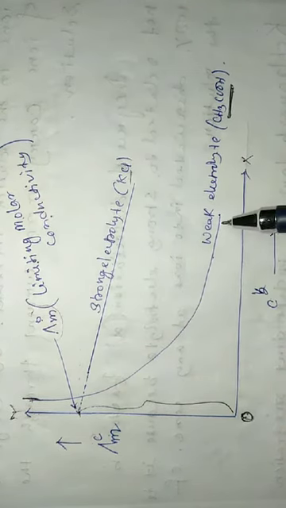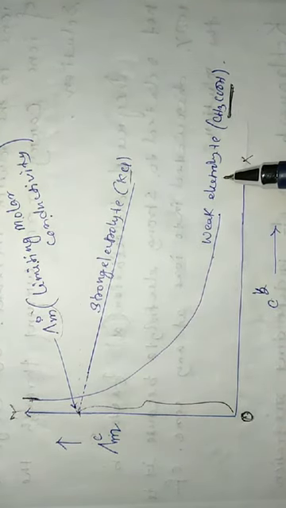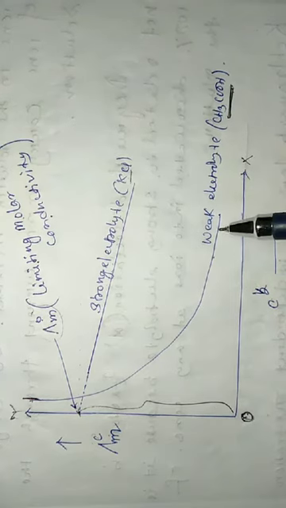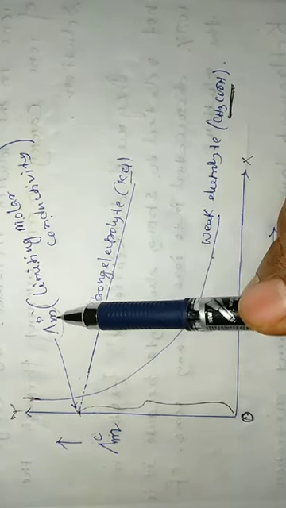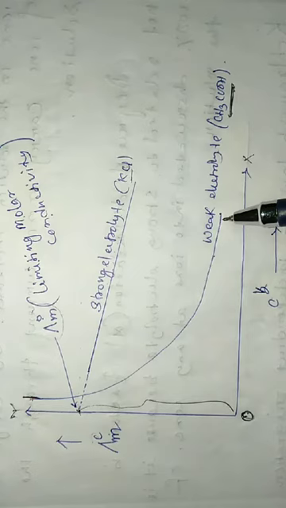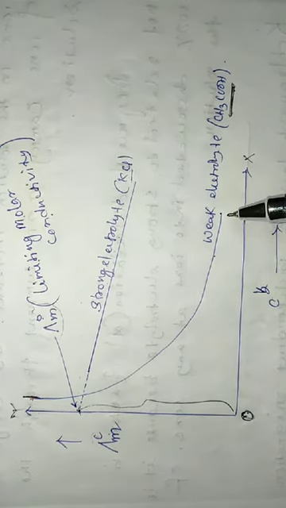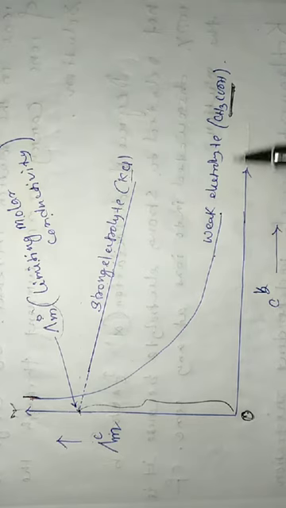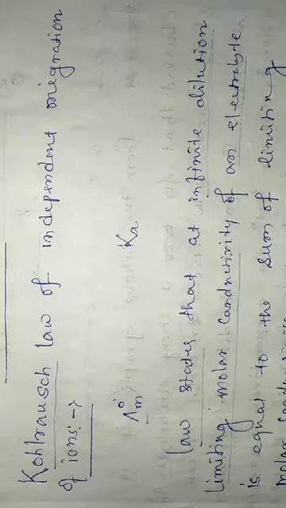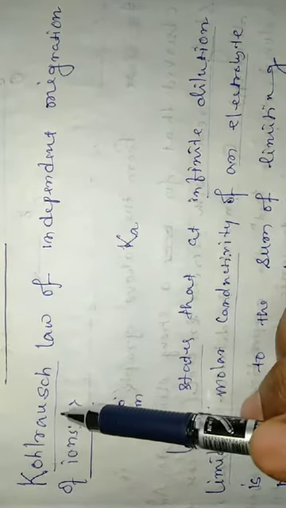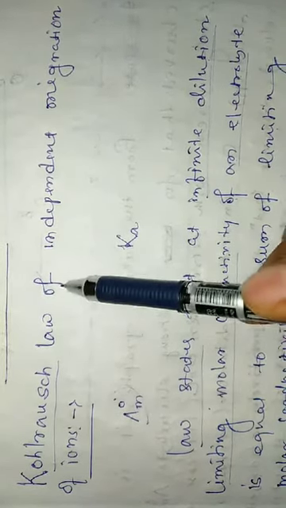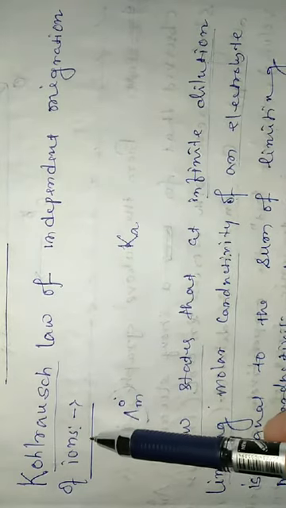So how can we calculate the lambda m naught for a weak electrolyte? To calculate the lambda m naught for a weak electrolyte, we have to apply another law, which is known as Kohlrausch law of independent migration of ions. So in this video, I am going to discuss the Kohlrausch law of independent migration of ions.